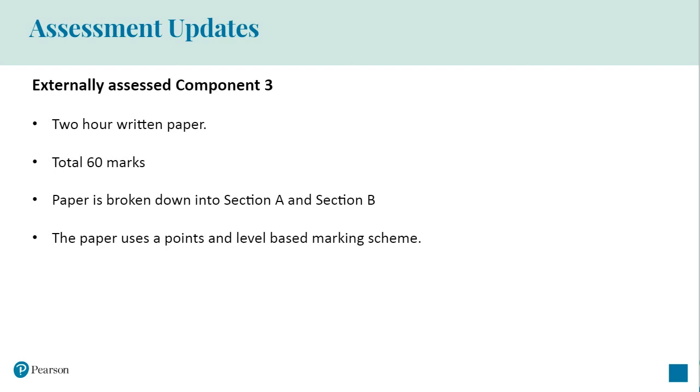The assessment is made up of 2 sections, which are carried out over 2 hours. The paper can be set during a February exam series or a summer exam series. The paper is made up of multiple choice and short and long response questions. There are also a range of other style questions, such as completing missing elements. The paper uses a points and level-based mark scheme.